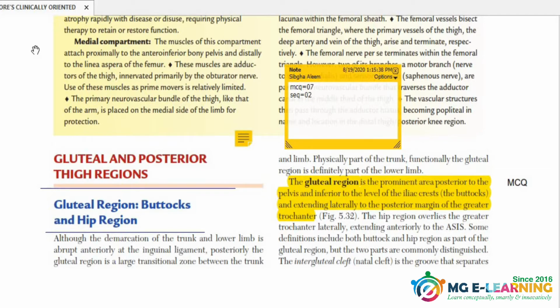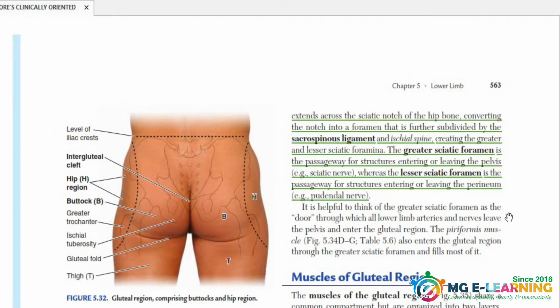So today our topic is gluteal and posterior thigh region. First of all, seat stores. Here are 7 MCQs and 2 SCQs from the gluteal region. And this one highlighted with yellow is the location of the gluteal region and is important from the MCQ point of view.